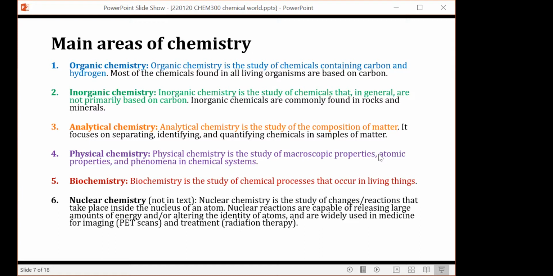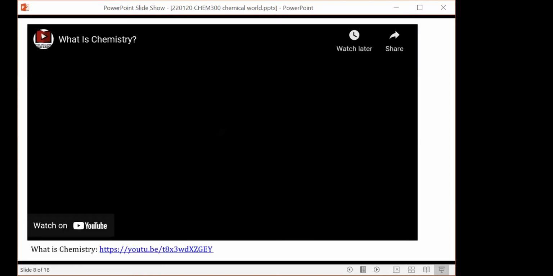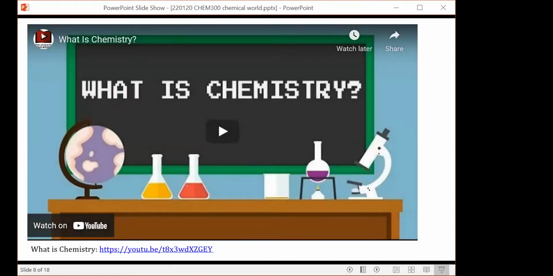And so we use a lot of nuclear chemistry in nuclear medicine. For example, PET scans and CT scans rely on nuclear chemistry, radioactive elements being used to image medical conditions. And radiation therapy is used as a medical treatment for many types of cancer, and that's all nuclear chemistry. So these are our 6 main types of chemistry. I've got a video talking about what is chemistry and these main types. Let's check it out.